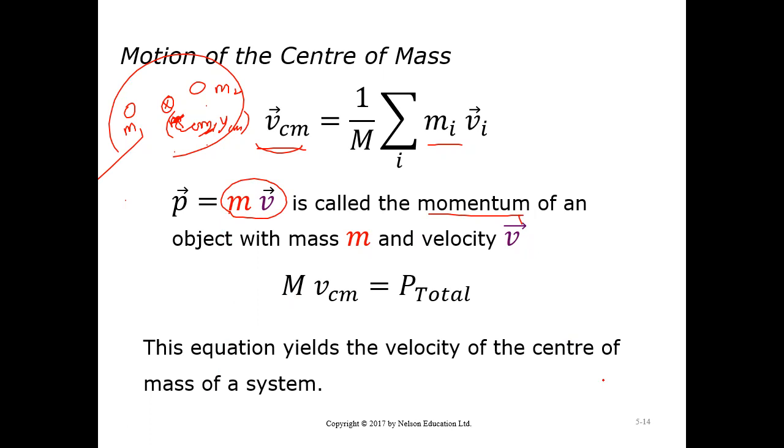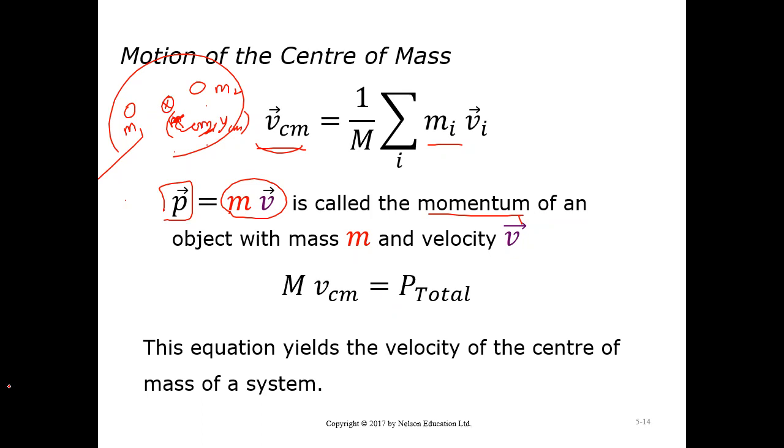Now we know what momentum is. What is the definition of momentum? If an object has a mass m and a velocity v, its momentum is equal to mv. That's it, okay? The symbol we use for momentum is P. Momentum is directly proportional to mass and velocity.